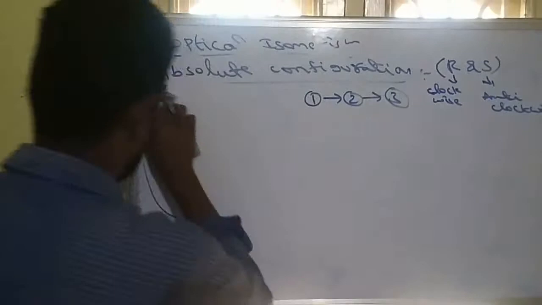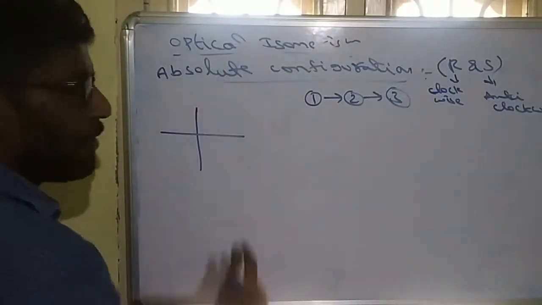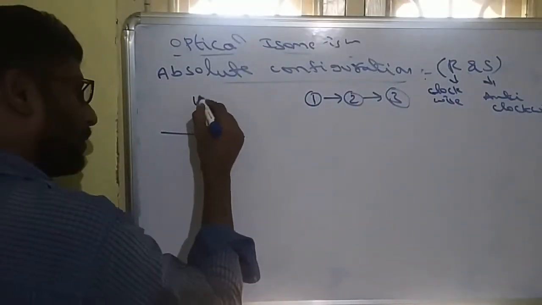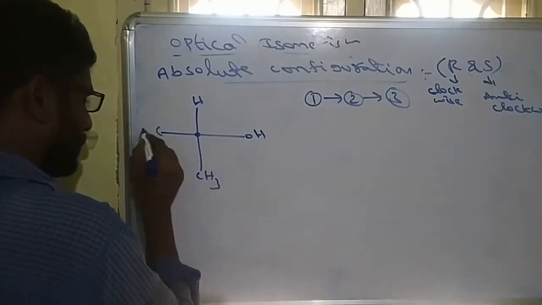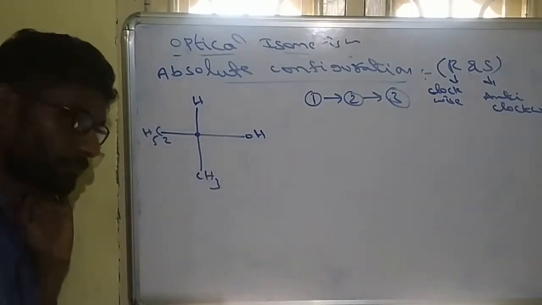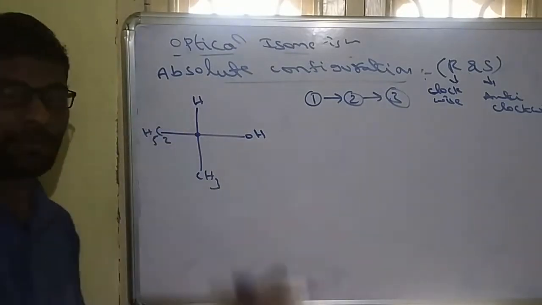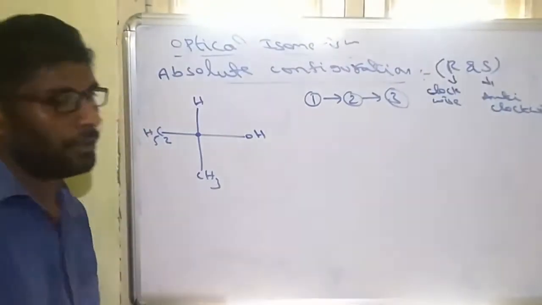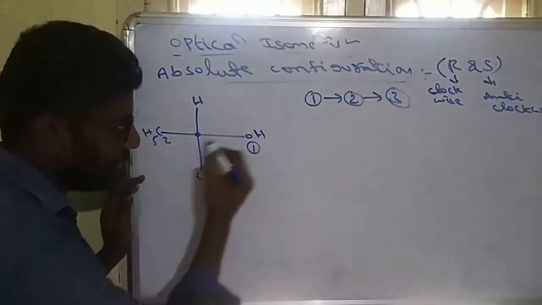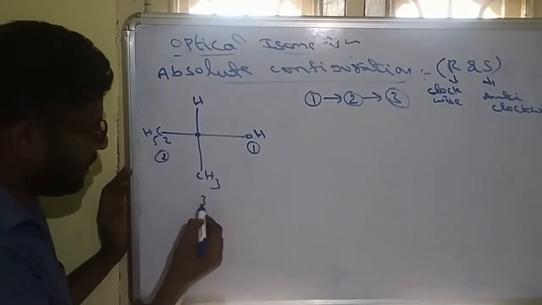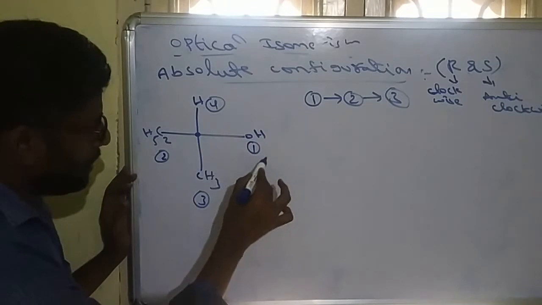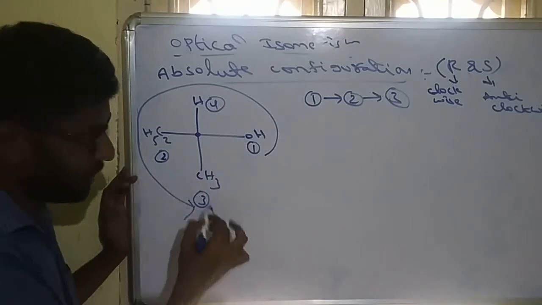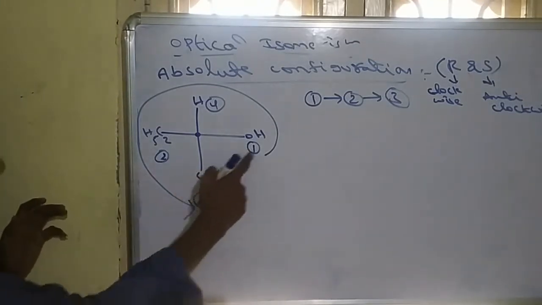Another technique is, sometimes the molecule is given with horizontal and vertical bonds, and the center will be carbon. So like this, they will give hydrogen, OH, CH3, C2H5. When molecules are given in horizontal and vertical bonds, this is called Fischer formula. In Fischer formula, the same process: atomic number priority, oxygen is 1, C2H5 second, CH3 third, hydrogen will be 4. Observation 1 to 2, 2 to 3. We cannot go the other way, so only 1 to 2, 2 to 3.